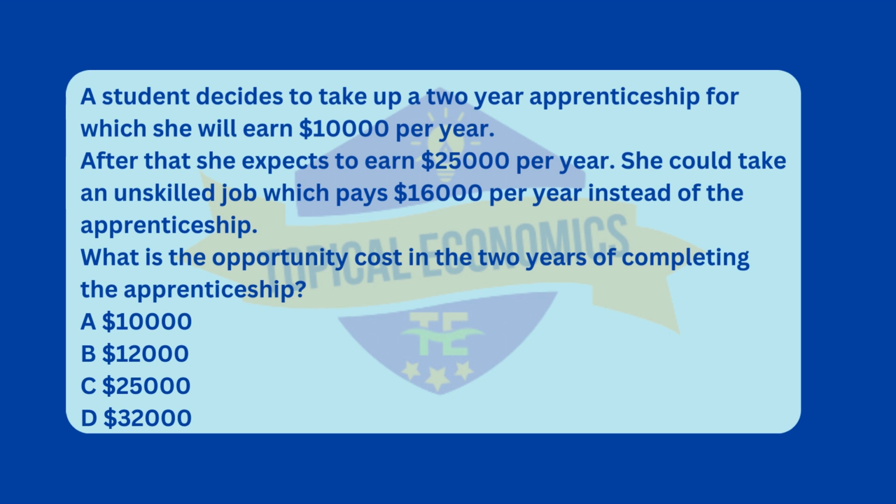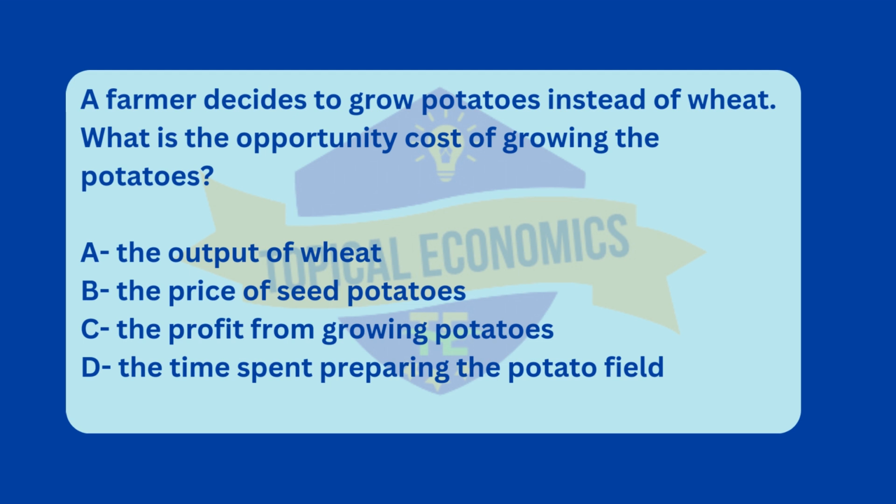Moving to the 8th question. A farmer decides to grow potatoes instead of wheat. What is the opportunity cost of growing the potatoes? A. The output of wheat. B. The price of seed potatoes. C. The profit from growing potatoes. D. The time spent preparing the potato field. This question is from year 2020 May-June version 3 paper.